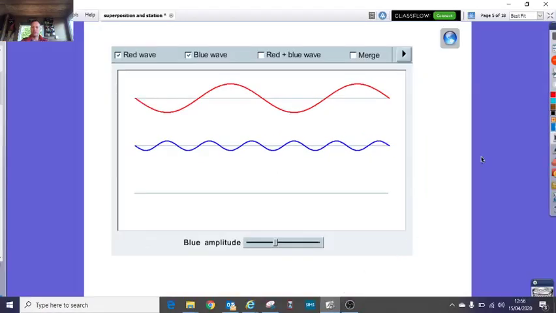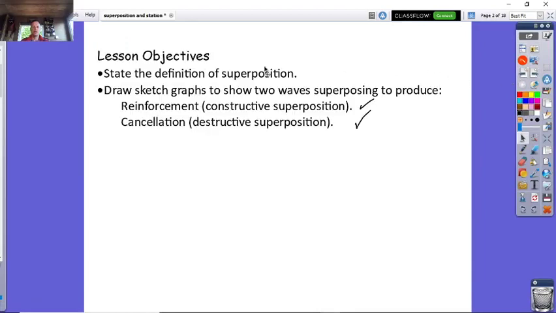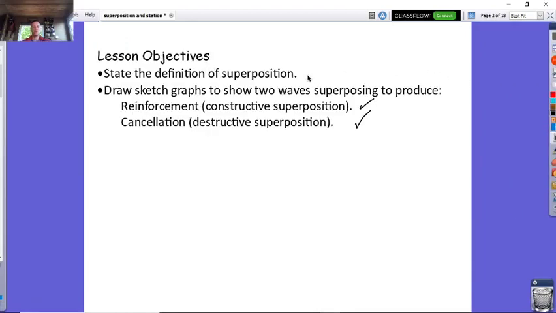So to summarize what I've been through in this video: we now know what superposition is when you're adding two waves together, and you now know that when you are superposing waves, you have reinforcement and cancellation. They are constructive and destructive.